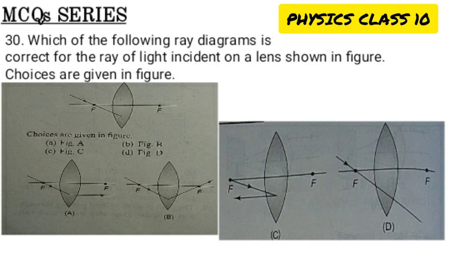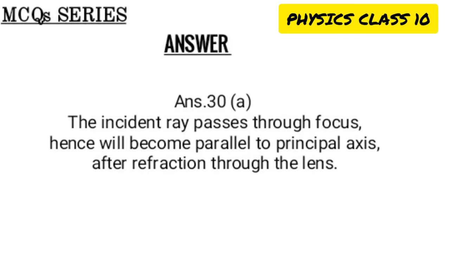Now question 30. Which of the following ray diagrams is correct for the ray of light incident on a lens shown in the figure? Choices are given in the figure. Just observe that. For this, option A was correct.